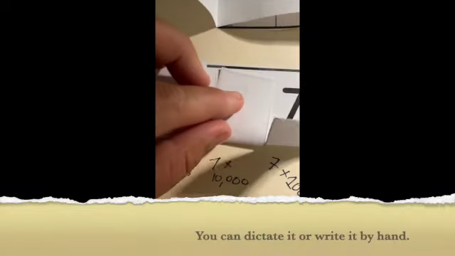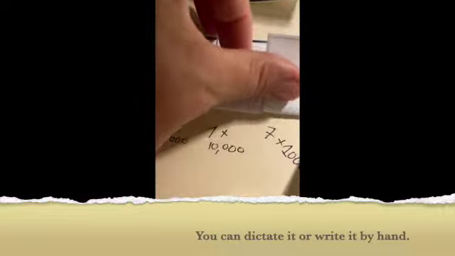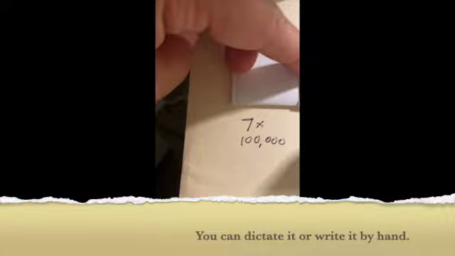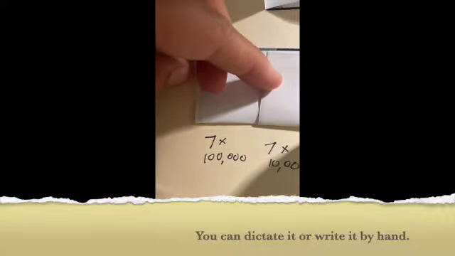Underneath the 7 in the 10,000s place, I'm writing 7 times 10,000. And finally, in the 100,000s place, I'm writing 7 times 100,000.